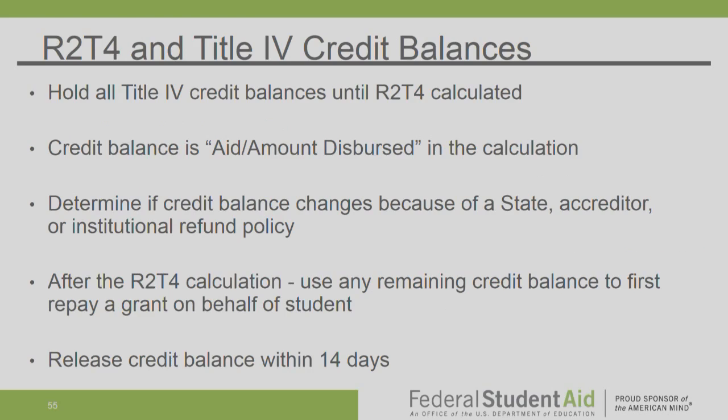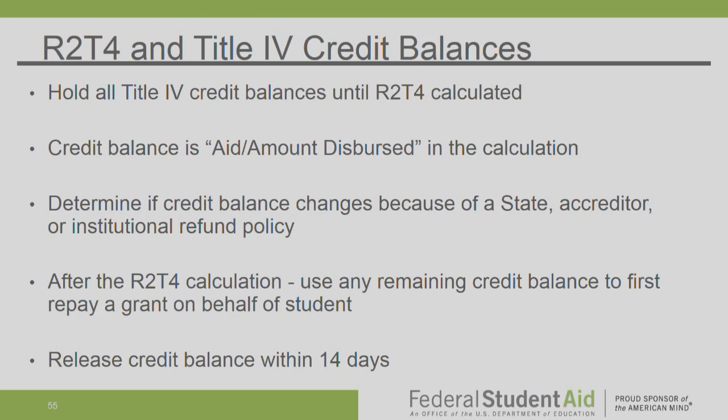So another question that you might ask during a return process is what to do with credit balances. So we're going to start with how this works. First, you hold all the Title IV credit balances that you have until the R2T4 is actually calculated. Once an institution is aware that a student is withdrawn, it needs to actually perform that calculation and then determine the student's final charges after you apply any institutional refunds or other refunds that would be applicable, and then figure out exactly how much the student is owed after the calculation is performed.